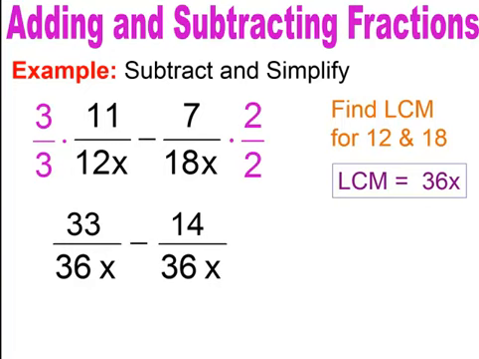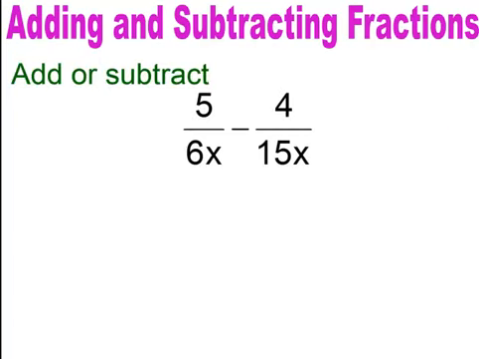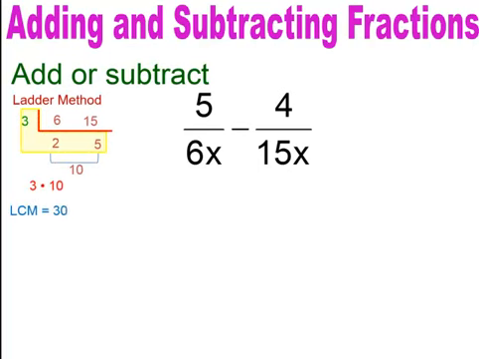And in this case, we're subtracting, so I subtract, and I end up getting 19 over 36x. Pause and try. So you should have used the ladder method to find the least common multiple here, and you should have gotten that it's 30x. So we get 30x as my common denominator.